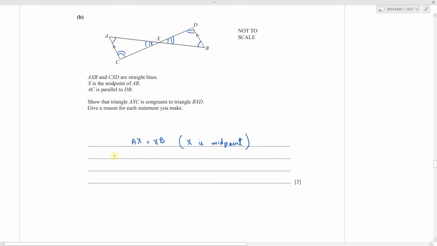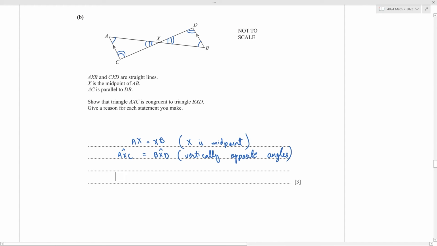Then angle AXC, this angle here, is equal to this angle BXD because they are vertically opposite angles. And then this angle here, BDX, is equal to this angle here, ACX.